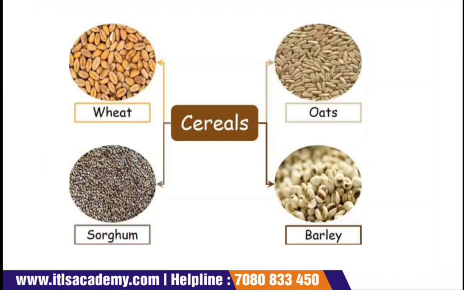And as you can see in this image, there are cereals divided into wheat, oats, barley, sorghum. Sorghum is now becoming one of the most important cereals that people are using nowadays, and it is rich in different kinds of nutrients, especially carbohydrates. It also has antioxidant properties in itself.